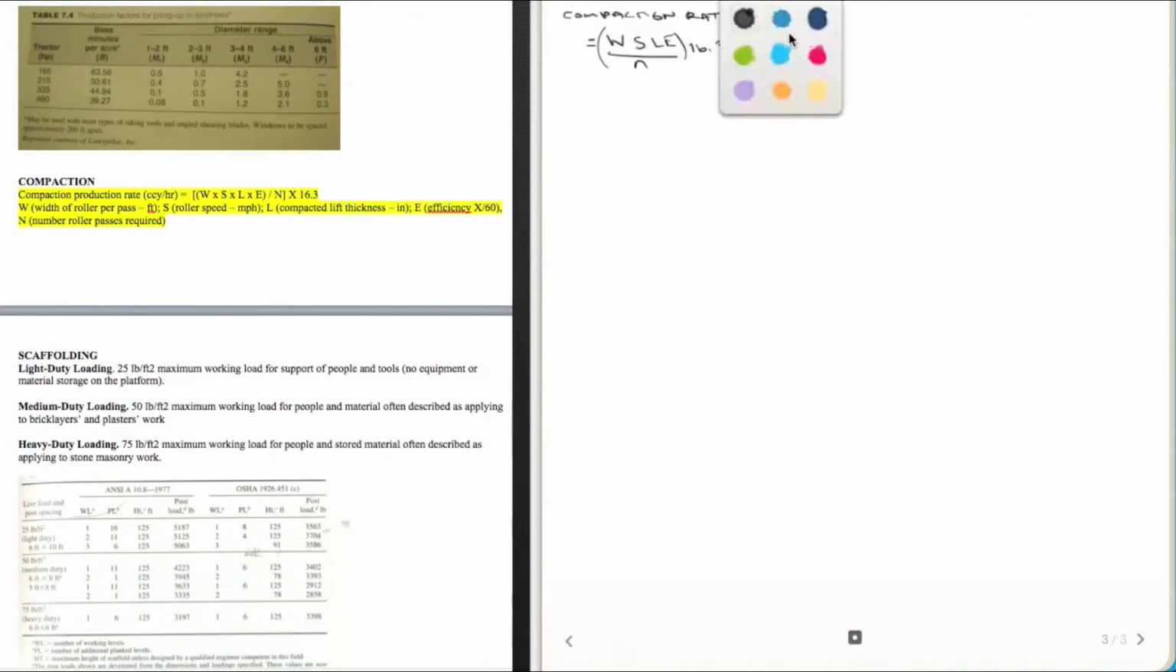So 8 feet times the speed of 8 miles per hour times the lift thickness of 6 inches times an efficiency of 50 over 60, divided by the number of passes of 4. Multiply all that by 16.3 and we get 1,304 compacted cubic yards per hour.